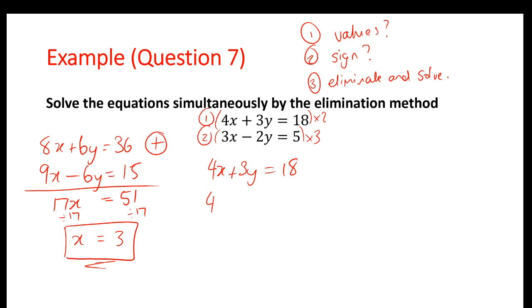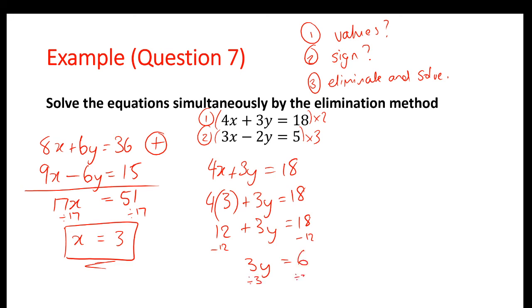So that becomes 4 lots of 3 plus 3y is equal to 18. So remember, when there's two numbers next to each other with brackets in between, it's times. So 4 times 3 is equal to 12, plus 3y is equal to 18. To remove the 12, I'm going to subtract 12 from both sides. And that leaves me with 3y is equal to 6. Dividing both sides by 3, and we get y is equal to 2.